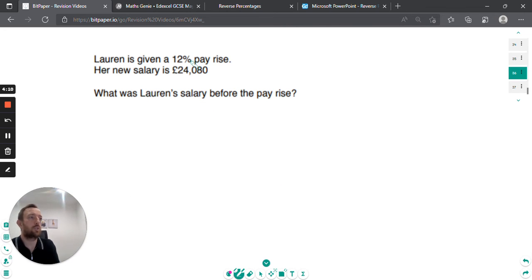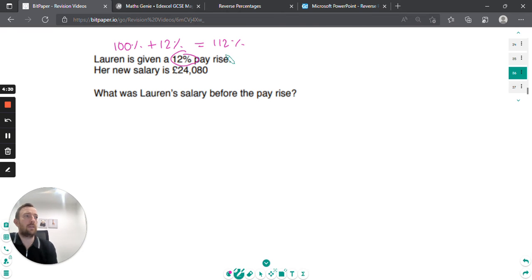So Lauren is given a 12% pay rise. Before that pay rise, the original amount she had was 100% of her wage. She's now been given a 12% pay rise. So if it's rising, it's going up, so I'm going to add on 12%. That gives us 112%.